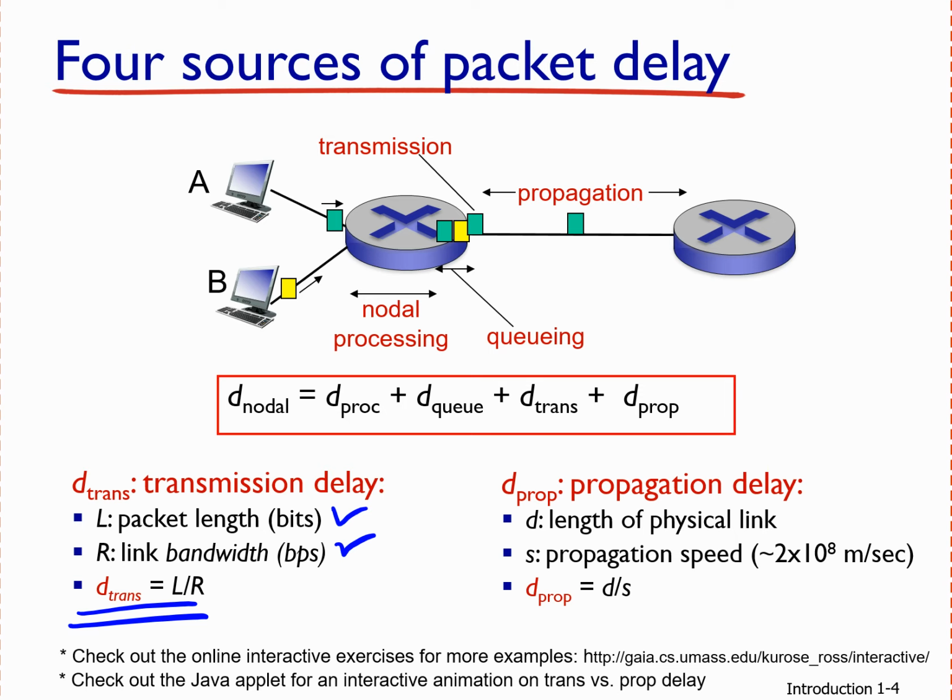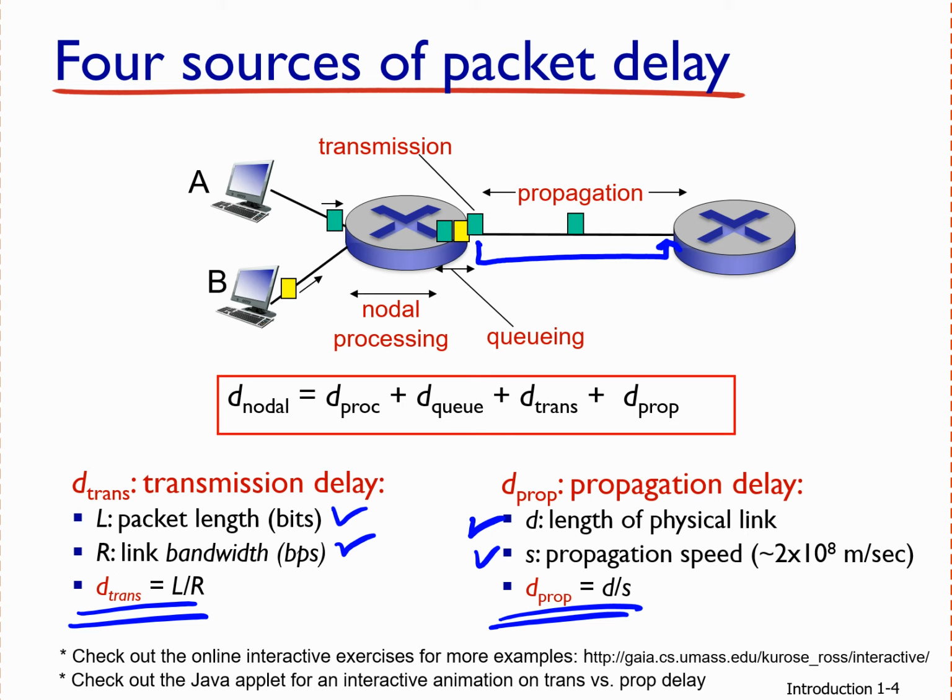The second delay is the propagation delay. The propagation delay is the time it takes for the packet to be moved from point A to point B, being transmitted over the link. So the delay consists of the distance, which is the physical length, and the propagation speed, which is close to the speed of light, 3 multiplied by 10 to the power of 8 meters per second. And it can be measured as the distance divided by the propagation speed.